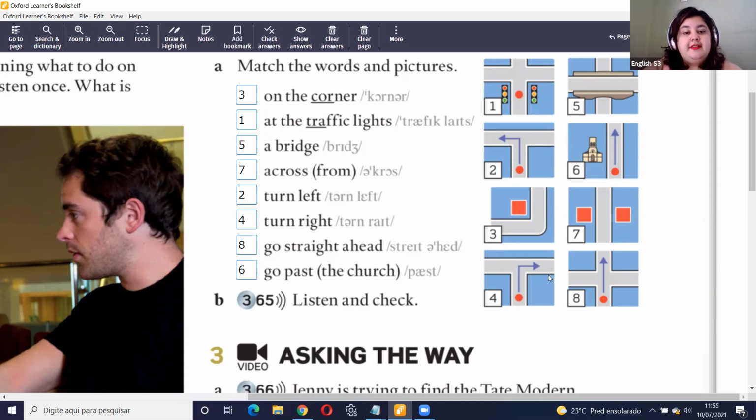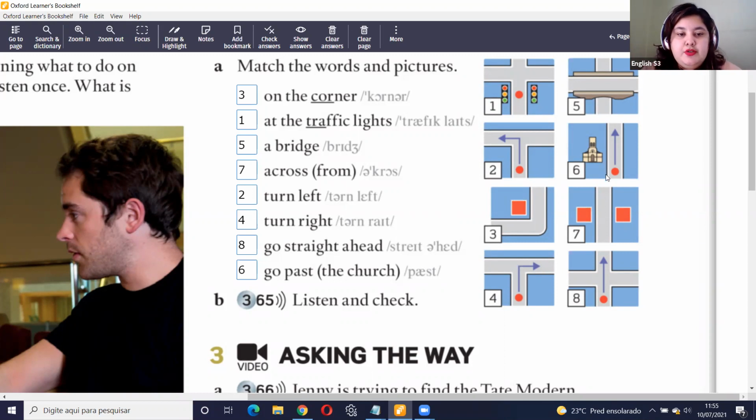Number 4 is turn right. Number 5 is a bridge. Okay, uma ponte. So I can say cross the bridge, cruza a ponte, or turn right before the bridge, vira direita antes da ponte, por exemplo. Pode ser usada como uma ideia de localização.